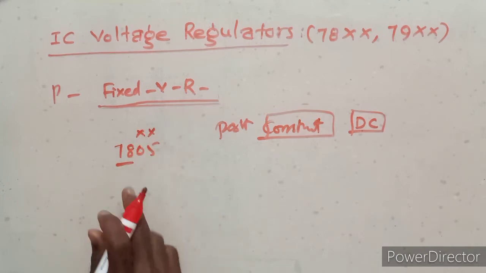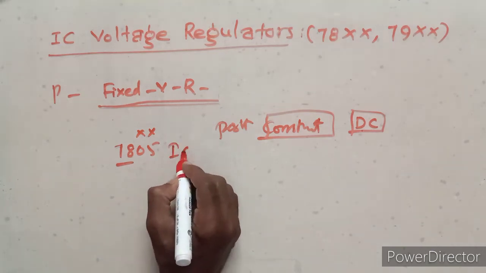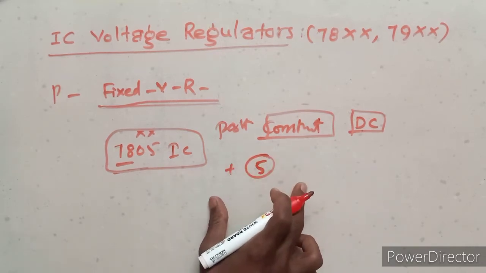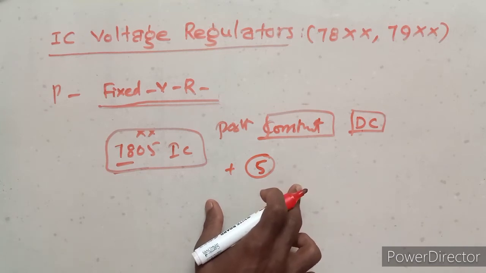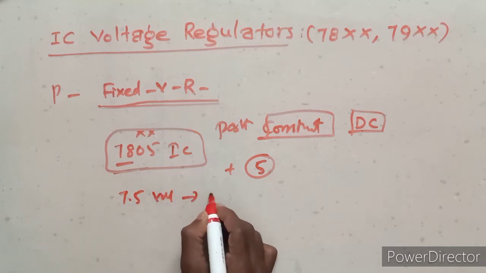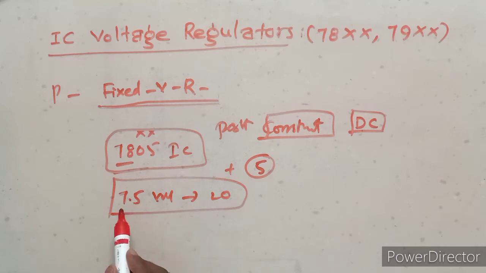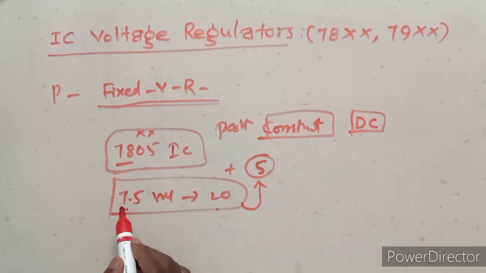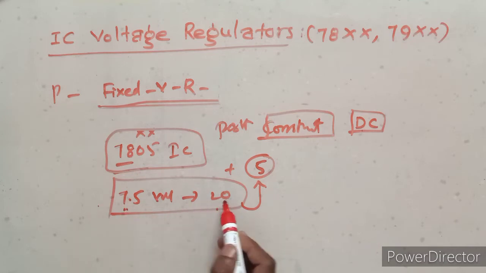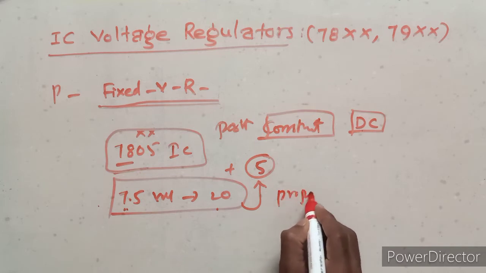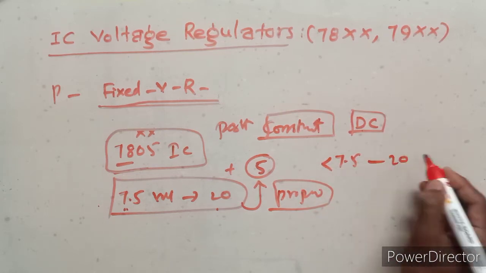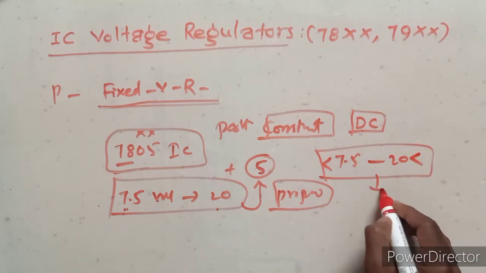The popular example is the 78 series. The 7805 IC voltage regulator provides a constant output of plus 5 volts if the input range is 7.5 volts to 20 volts. Less than 7.5 volts or more than 20 volts, the regulation is not proper.